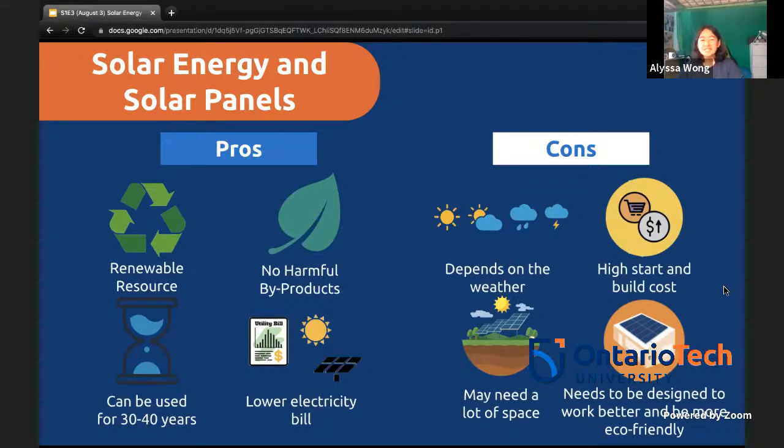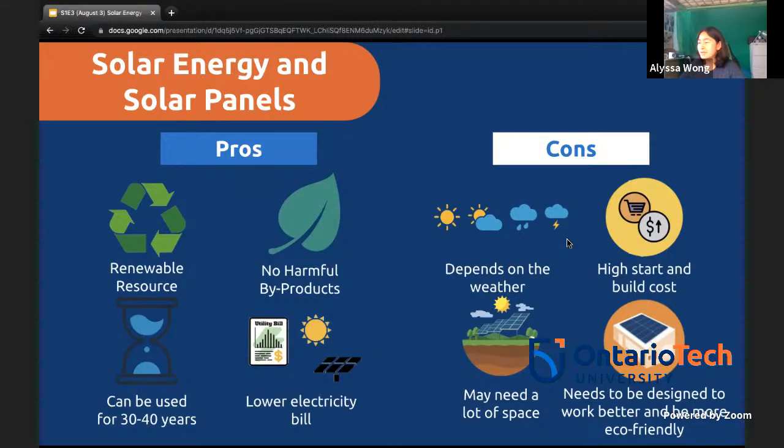It's really, really cool. Okay, so there are pros and cons to solar energy. I have some on the screen here, but does anyone know of any? Let's go with the pros first. What are some pros about solar energy?